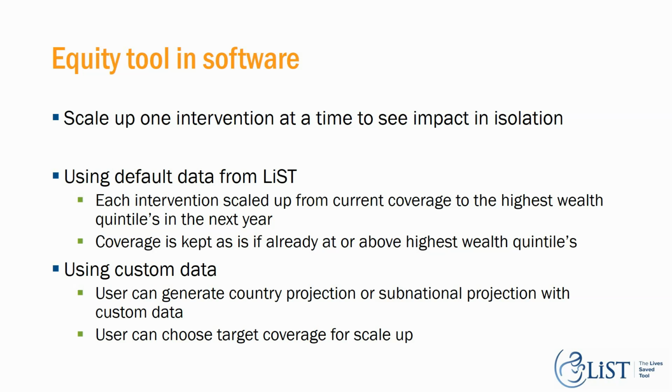In the equity tool, as elsewhere in LiST, you always have the opportunity to use custom data if that's what you're interested in doing. So to do so, you would use a country projection using the main LiST software, and you could create it either at a national level or a subnational level, depending on what you're interested in, using your custom data. And then you as the user can choose which target you'd like to use as a scale-up. So in this case, you would not necessarily need to set it to the highest wealth quintile.